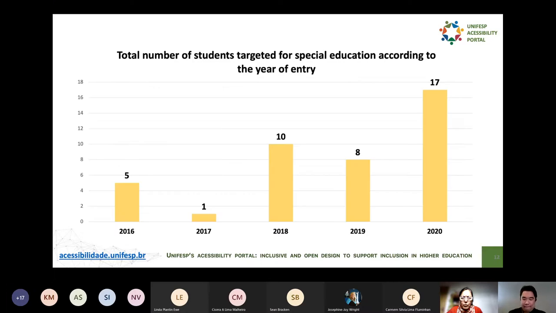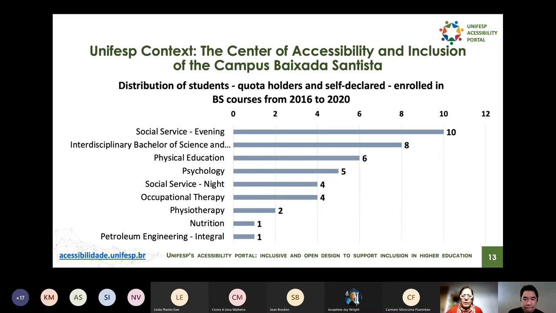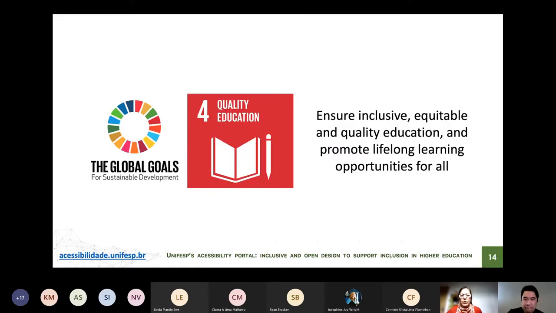Pode passar o próximo, Leandro, por favor. Pode passar o próximo. O próximo também, por favor, que eu já estou terminando.